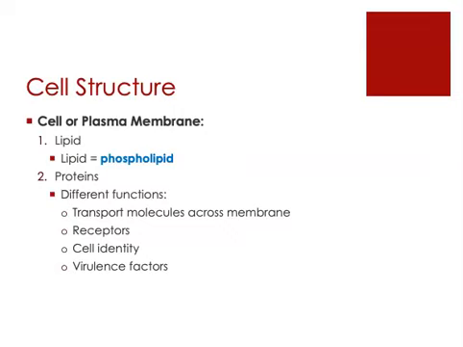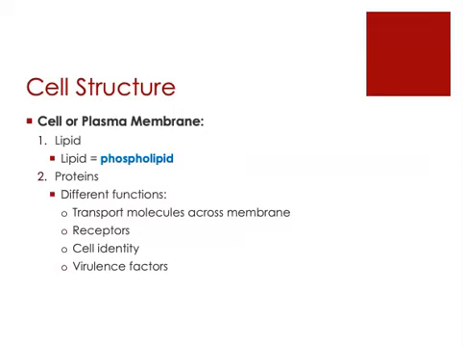There are some proteins embedded in the membrane that play the role of identifying a cell for what it is. And these cell identity markers, if you will, help the immune system in multicellular organisms know which cells belong in the body and which cells don't.